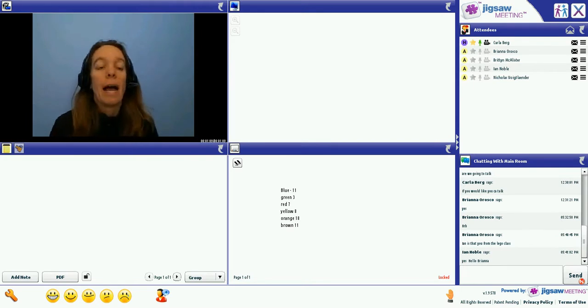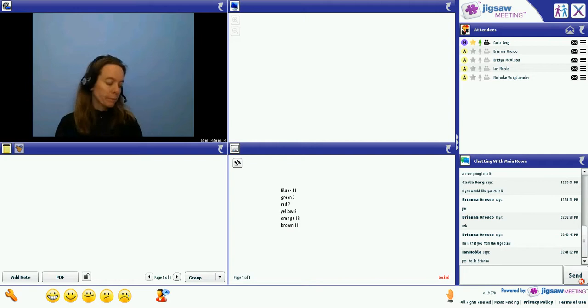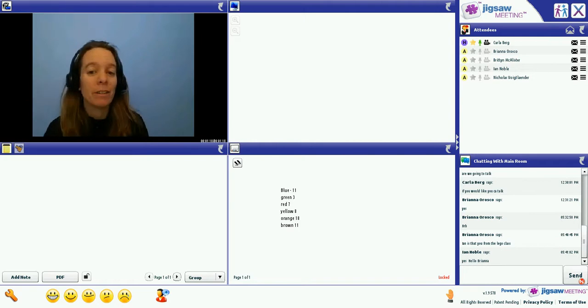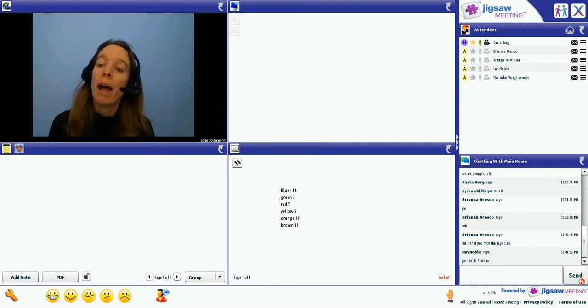I have 6 different colors. You may not. You may have a different number. All right, everyone has their data, their information. Perfect. Now we are going to set up our graph.